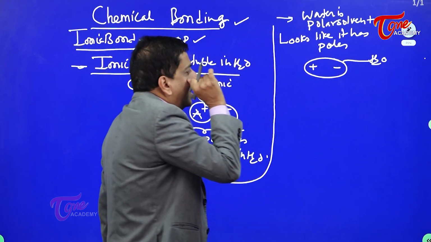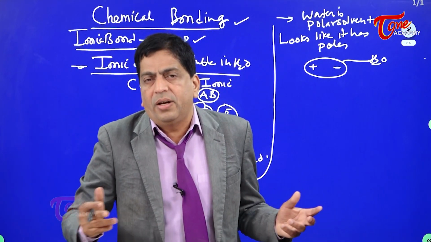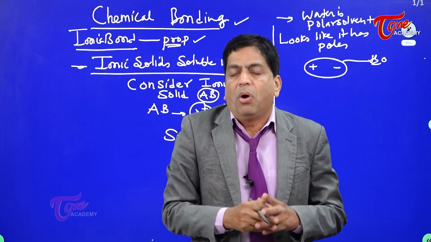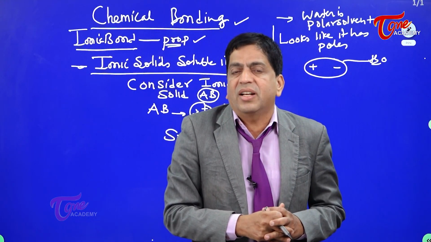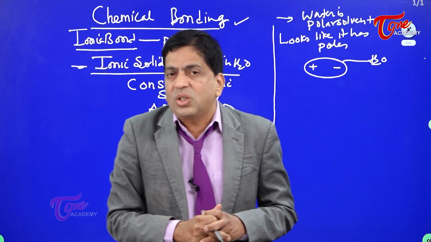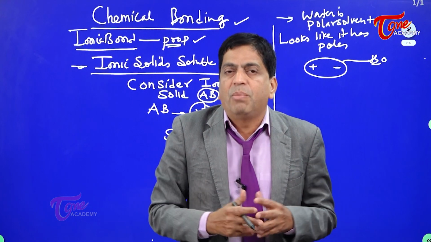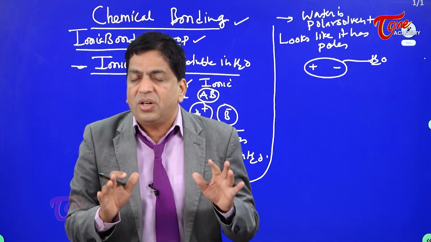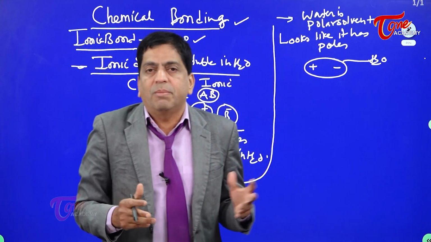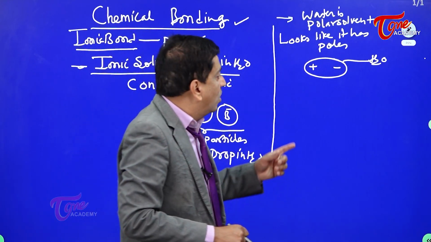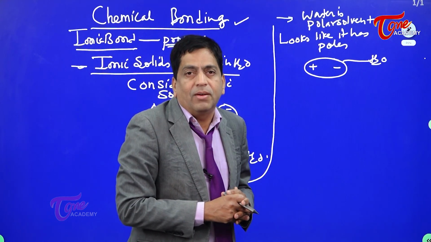Not only this, any polar solvent will be having a positive pole and a negative pole because the bond pairs in the bonds of the molecules are unequally shared. They are pulled towards that atom which is very small, developing partial positive and negative poles. You must understand. So if you ask me to draw water, this is how I draw water: positive and negative.